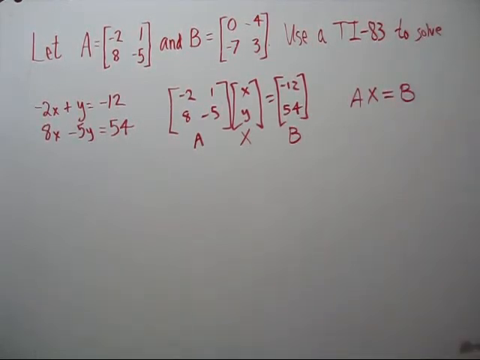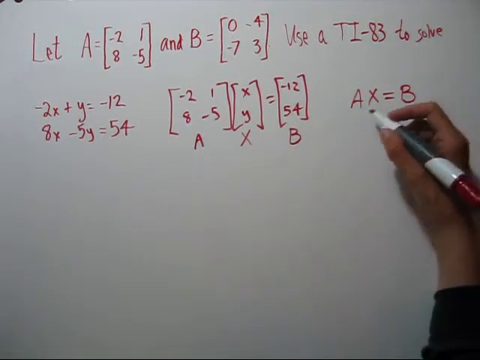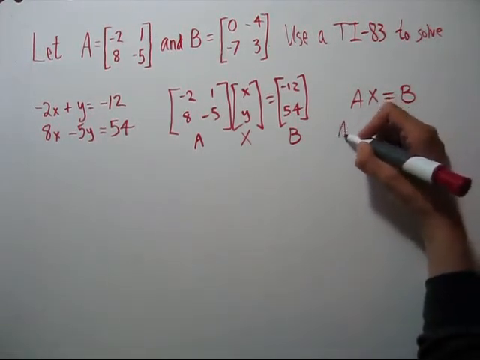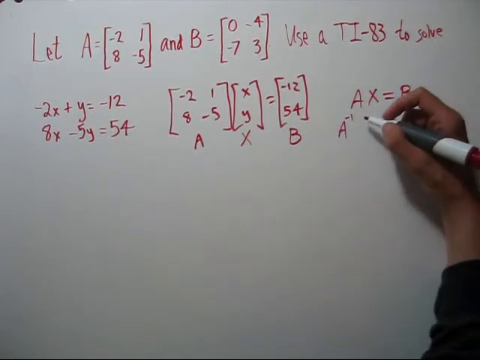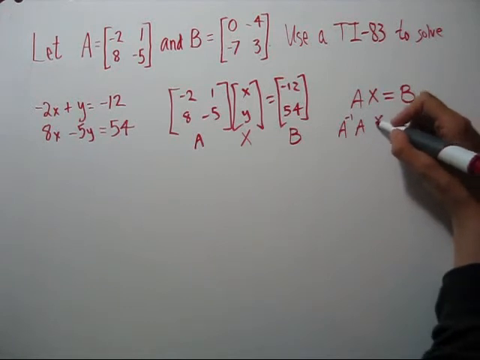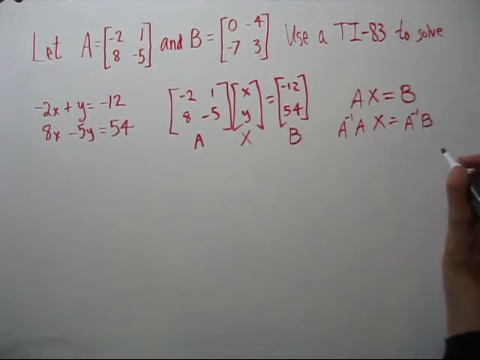Now the power of matrix algebra is going to come into play. We're going to multiply both sides on the left by A inverse. We can do that because we know A has an inverse. It has to be on the left with both sides. Matrix multiplication is usually not commutative.